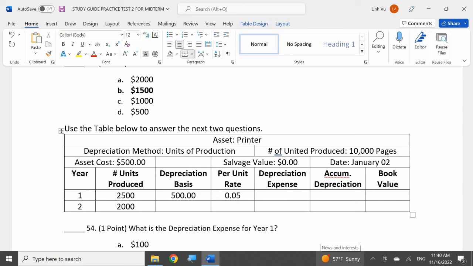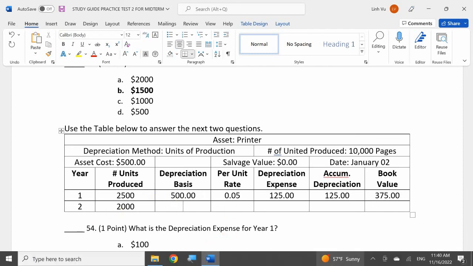So in this case, depreciation expense is going to be the number of units that you produced that year times the per unit rate. I printed out 2,500 pages, and that gave me a total of $125. So therefore, accumulated depreciation for the first year is $125. We're going to subtract that out of the $500, which should give you a total of $375 for your book value. What about the second year?